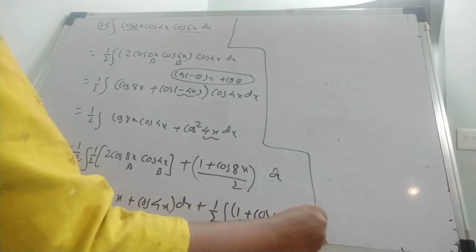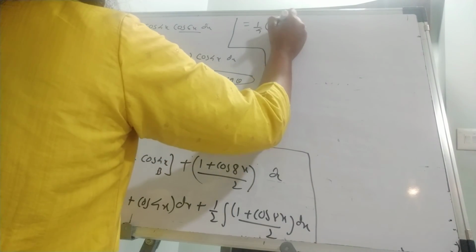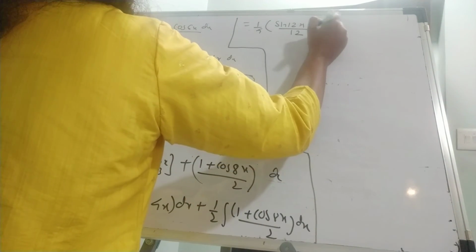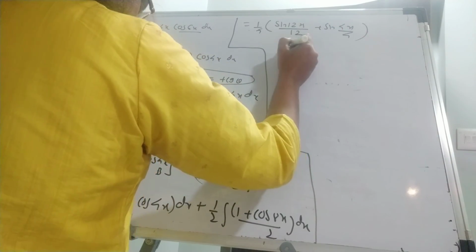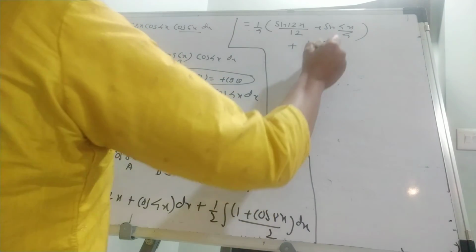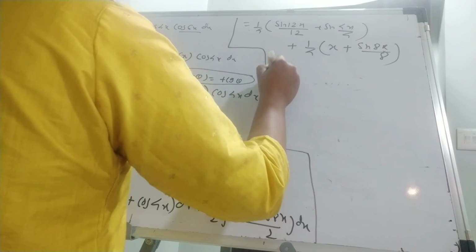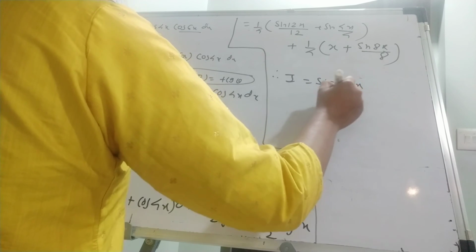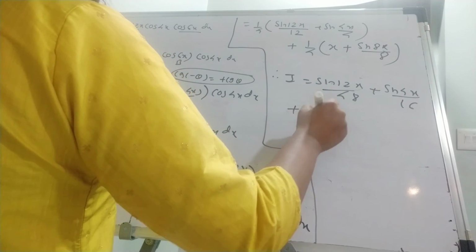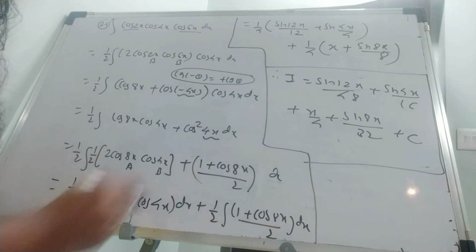So that it is now 1 by 4 times for cos of 12x, integration value is sine of 12x by 12. For cos of 4x, integration value is sine of 4x by 4, bracket complete, plus this half and this half, it is 1 by 4. Inside bracket, integration of 1 is x. Integration of cos of 8x is sine of 8x by 8. So finally it is sine of 12x upon 48 plus sine of 4x by 16 plus x by 4 plus sine of 8x by 32 plus some constant value c.